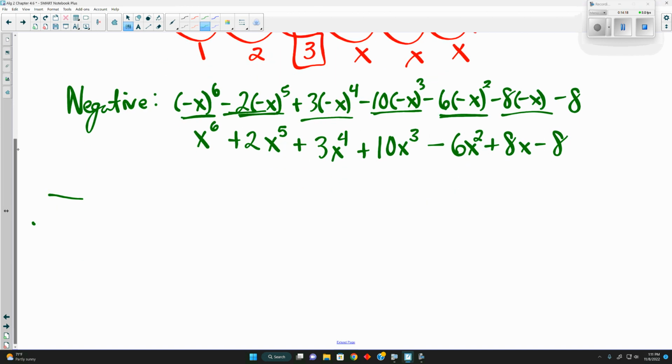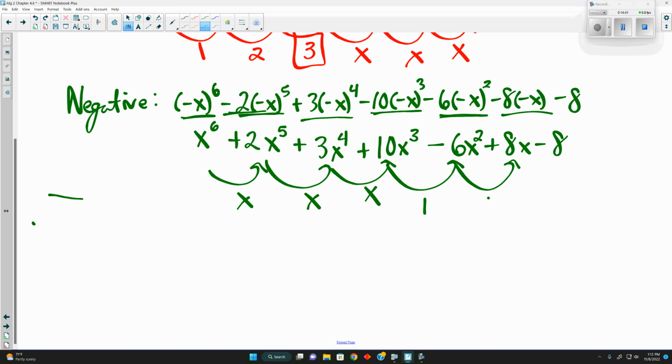Questions on how we did this here? Now we count the sign changes. So from x to the 6th to x to the 5th, did it change? How about from the 5th to the 4th? How about from the 4th to the 3rd? From the 3rd to the square? Square to x? And from x to the constant? So how many negatives are we going to have at most? 3.